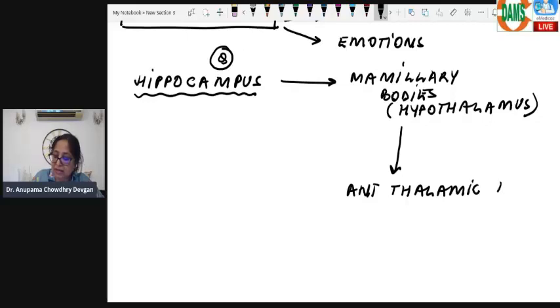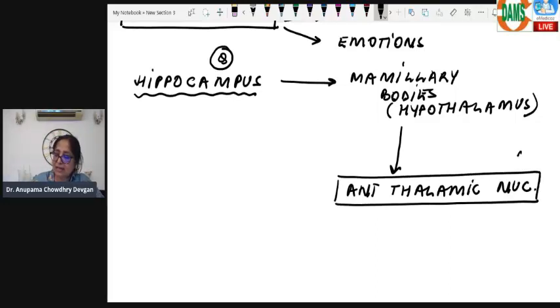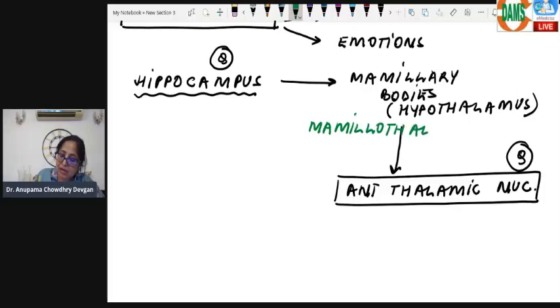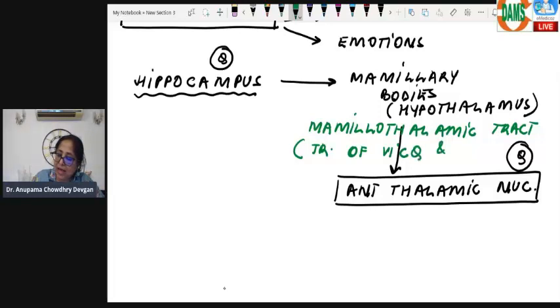Remember, I just told you that the thalamus is a very important part of the Papez circuit. Which nucleus of the thalamus is important part of the Papez circuit? This is the anterior thalamic nuclei. And this tract which arises from the mammillary bodies to the anterior thalamic nuclei is known as the mammillothalamic tract, or this is also known as the tract of Vicq d'Azyr.